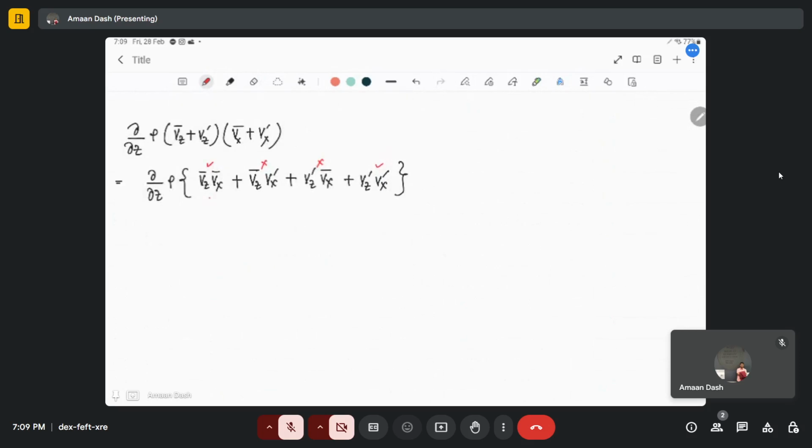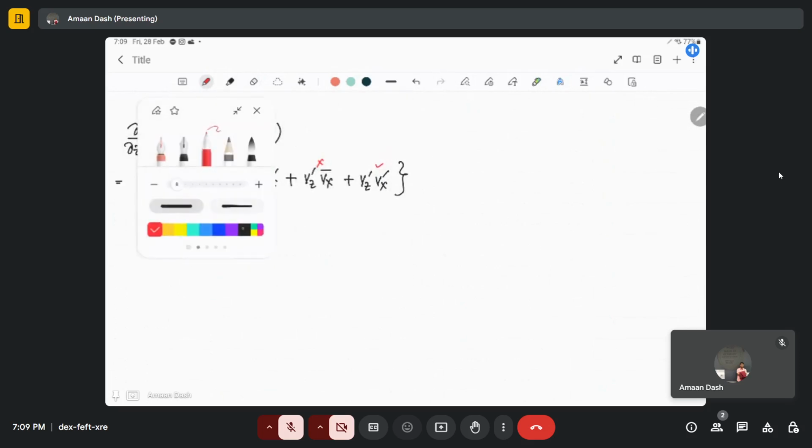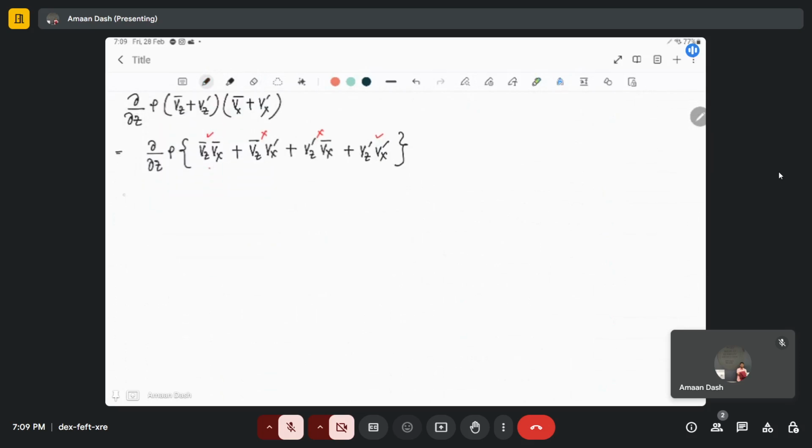So what we will be left with, if we take the time average of this, is dou by dou z of rho times the two product average, that is Vz bar Vx bar, plus the product of two fluctuating components and the time average of that.